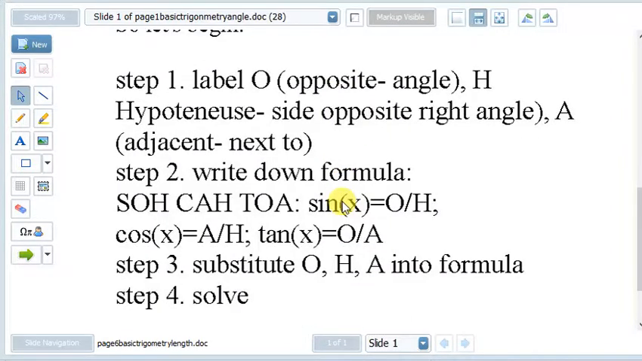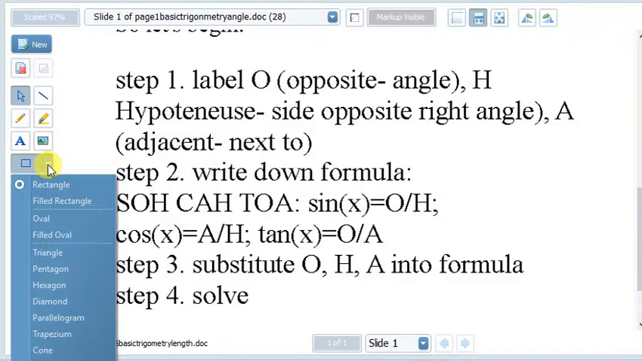These are the steps that you will need to follow with trigonometry in a right angle triangle. So step 1, we label the sides O, H and A. Let me demonstrate.